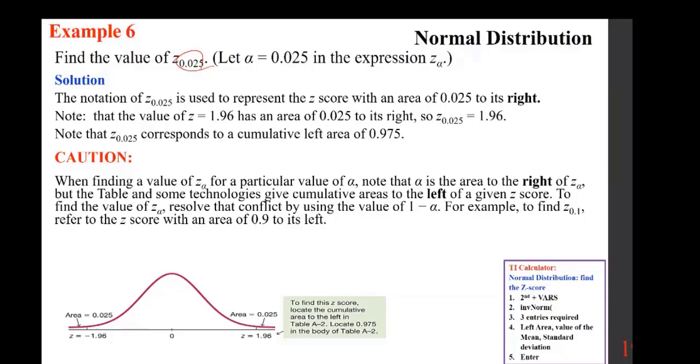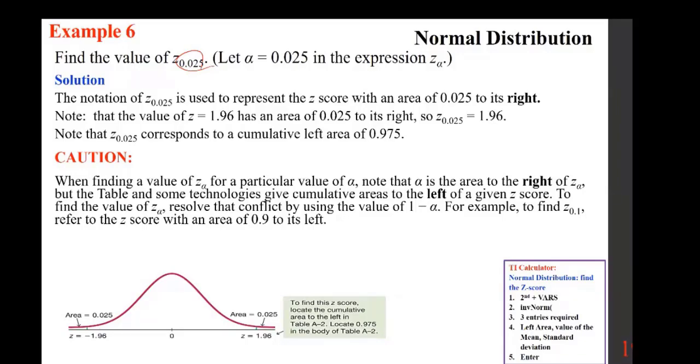Caution, when finding a value of z sub alpha for a particular value of alpha. Note that alpha is the area to the right of z sub alpha, but the table and some technologies give cumulative areas to the left of a given z-score. To find the value of z sub alpha, resolve that conflict by using the value of 1 minus alpha. For example, to find z sub 0.1, refer to the z-score with an area of 0.9 to its left.